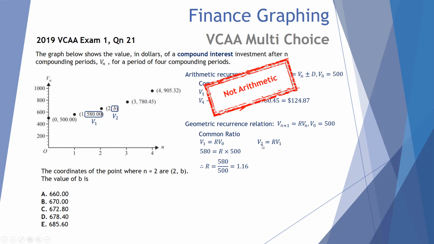I know that I can predict V2 if I know V1 and I multiply it by R, this value of 1.16. Because this is a geometric sequence, each successive term is related by this multiple of 1.16. So I take the previous term, the 580, I multiply it by 1.16, and that gives me a value V2 of $672.80, which is option C.